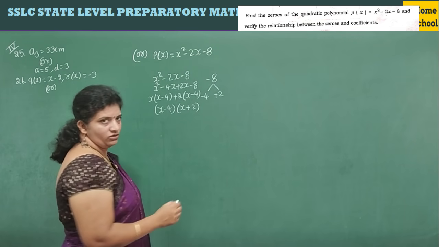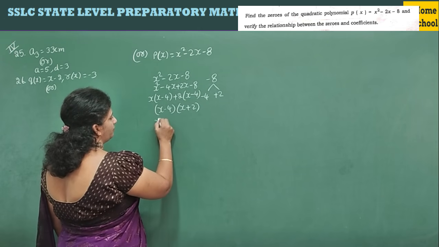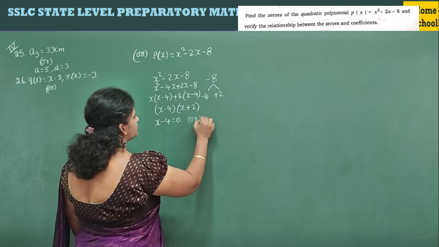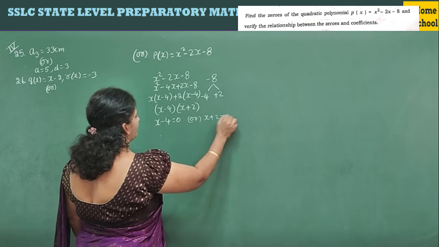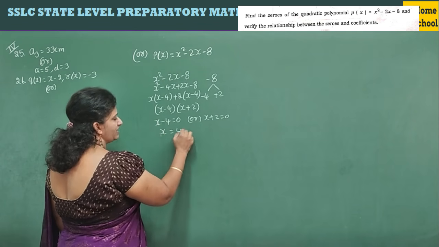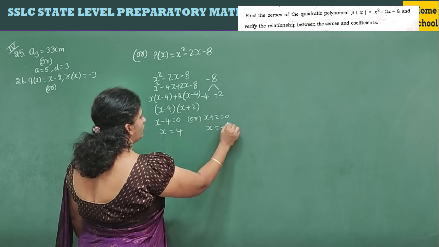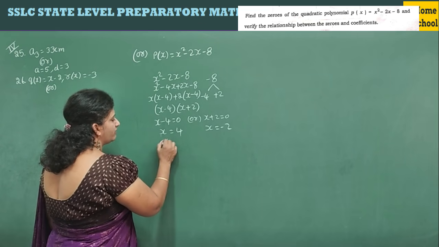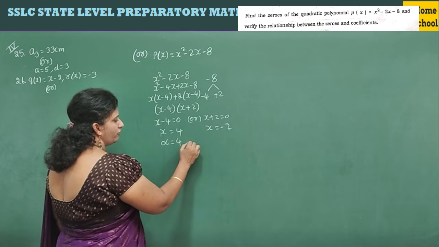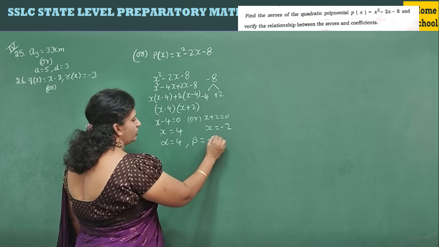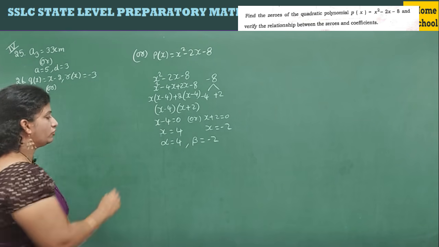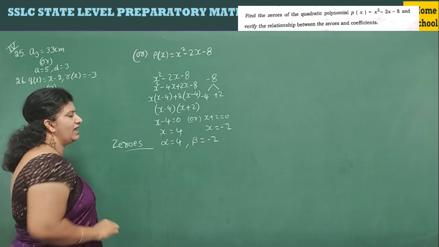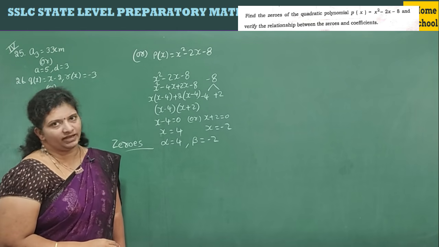In order to get zeros, equate these two with 0. X minus 4 equal to 0 or x plus 2 equal to 0. X is equal to plus 4 or x is equal to minus 2. Now these two zeros I am going to give a letter. Alpha is equal to 4 and beta is equal to minus 2. The two zeros of the polynomial: alpha is equal to 4, beta is equal to minus 2.